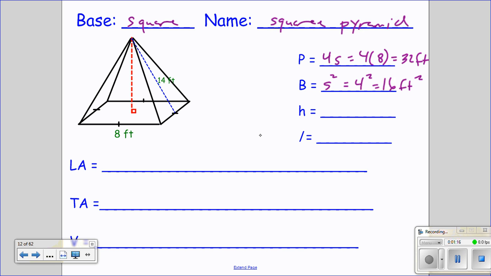The 3D height for this pyramid we still have to find. That is represented by this red dashed line. So we'll find that in just a moment. However, the slant height is provided for us. The slant height is 14 feet.